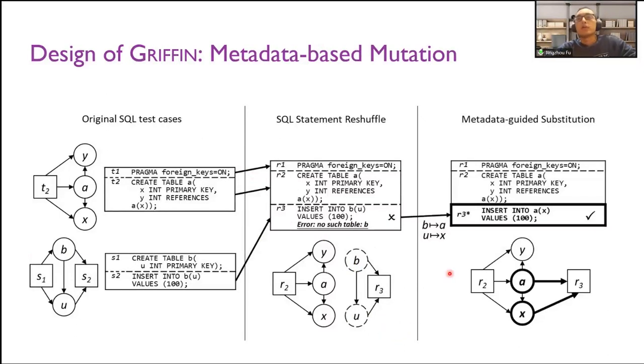So, to correct the error, Griffin will substitute B and U with A and X respectively in the metadata graph, along with the tokens B and U in the third statement replaced by A and X respectively. The choice of the substitution follows the types of the objects and the dependencies between these nodes. With these steps, Griffin mutates existing SQL test cases into a new test case with semantic correctness.